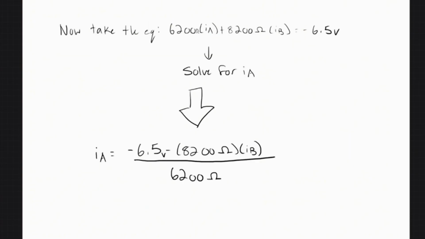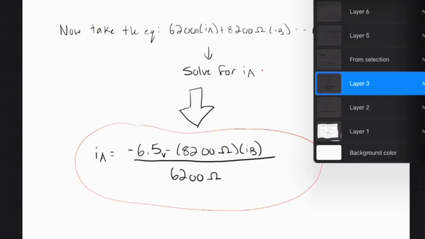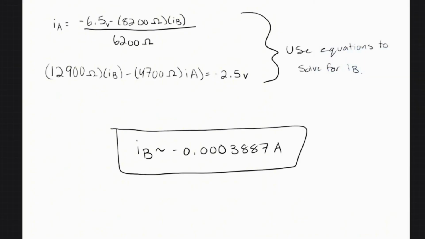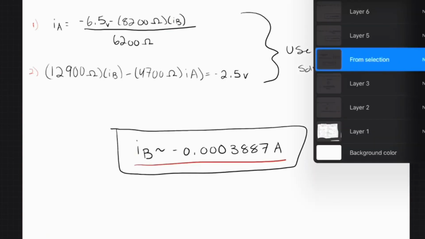Next, let's solve for IA. To do that, I'll rearrange the equation. I'm going to subtract 8,200 from both sides, then divide everything by 6,200. That gives us the value of IA shown here. Now that we know IA, we can substitute it back into the second equation. This reduces it down into just one unknown variable, making it simple to solve for IB. After solving, we find that IB is about negative 0.0003887 ampere.